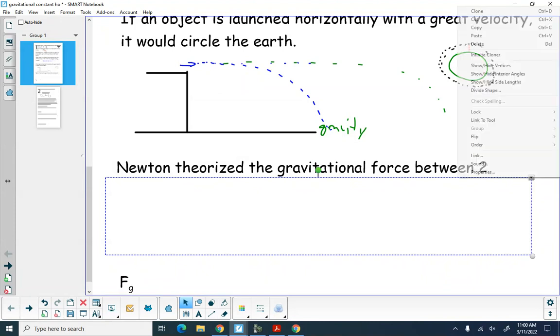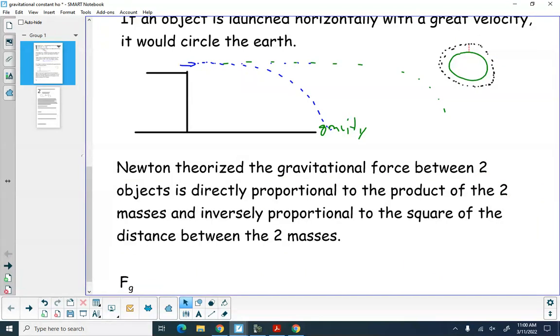Sir Isaac Newton theorized that the gravitational force between two objects is directly proportional to the product of the two masses and inversely proportional to the square of the distance between the two masses.